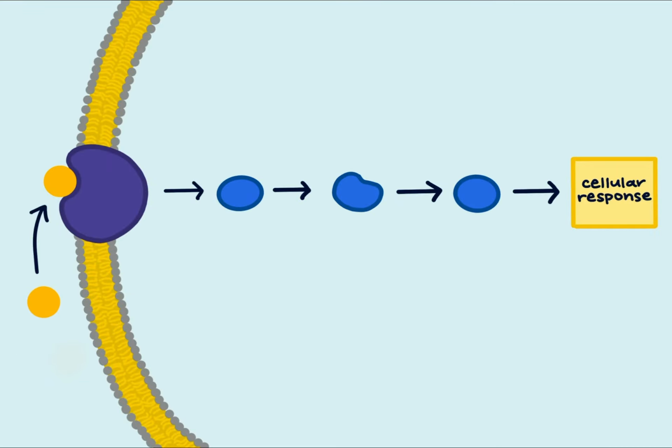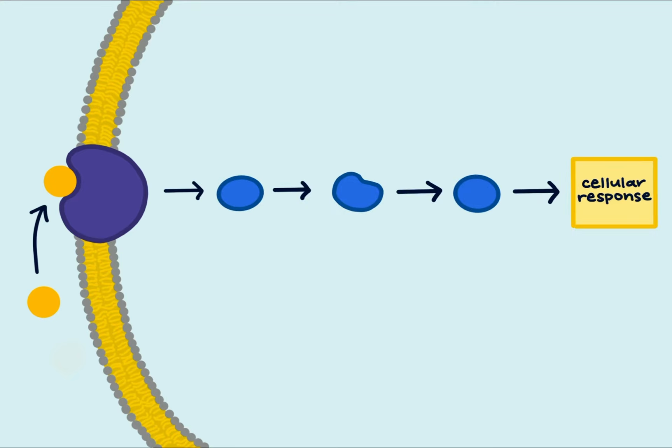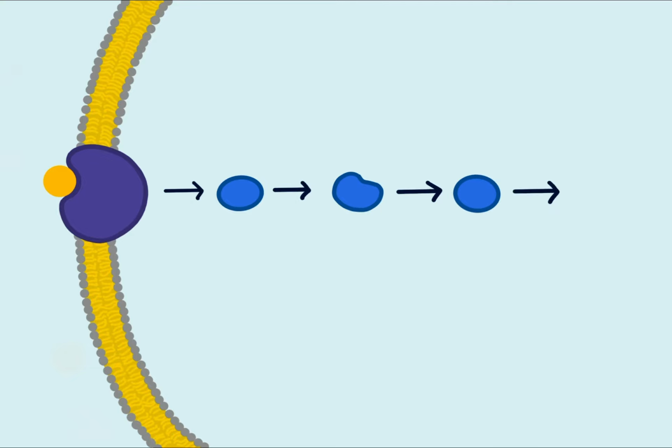A cell signaling pathway consists of 3 stages: signal reception, signal transduction, and cellular response. First, a signaling molecule, or ligand, binds to a receptor. The signal is then passed along through relay molecules until it activates the cellular response.